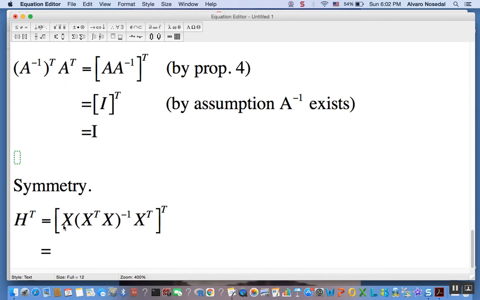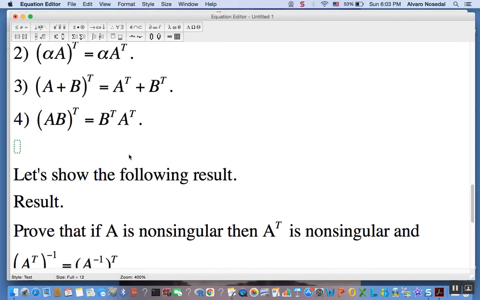Now, think about this chunk here, X times X transpose X inverse, as a matrix. And let's think about this guy as a separate matrix. So we have a product of these two matrices. Since we have the product of two matrices, then transpose, it's going to be this guy transpose times this guy transpose. Make sense? By this property here, property number 4.